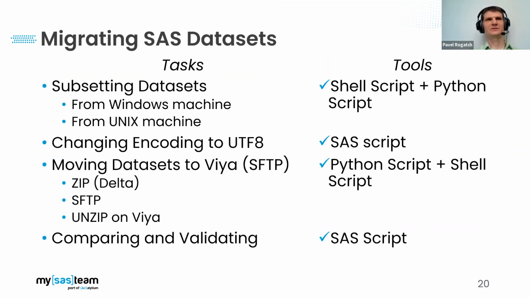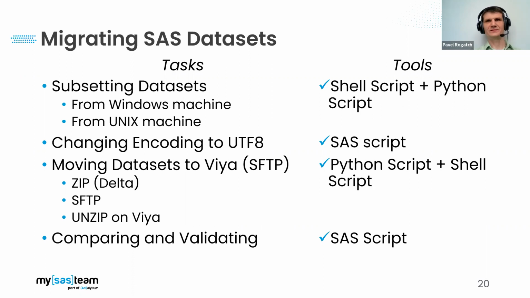Datasets also had to be prepared to be used in SAS Viya. The first thing we had to do is to bring all the datasets from different machines, Windows machine and Unix machine, into one place, and subset the datasets needed for migration. We used a shell script and a Python script for that. And then the important step is changing the encoding of datasets to UTF-8.